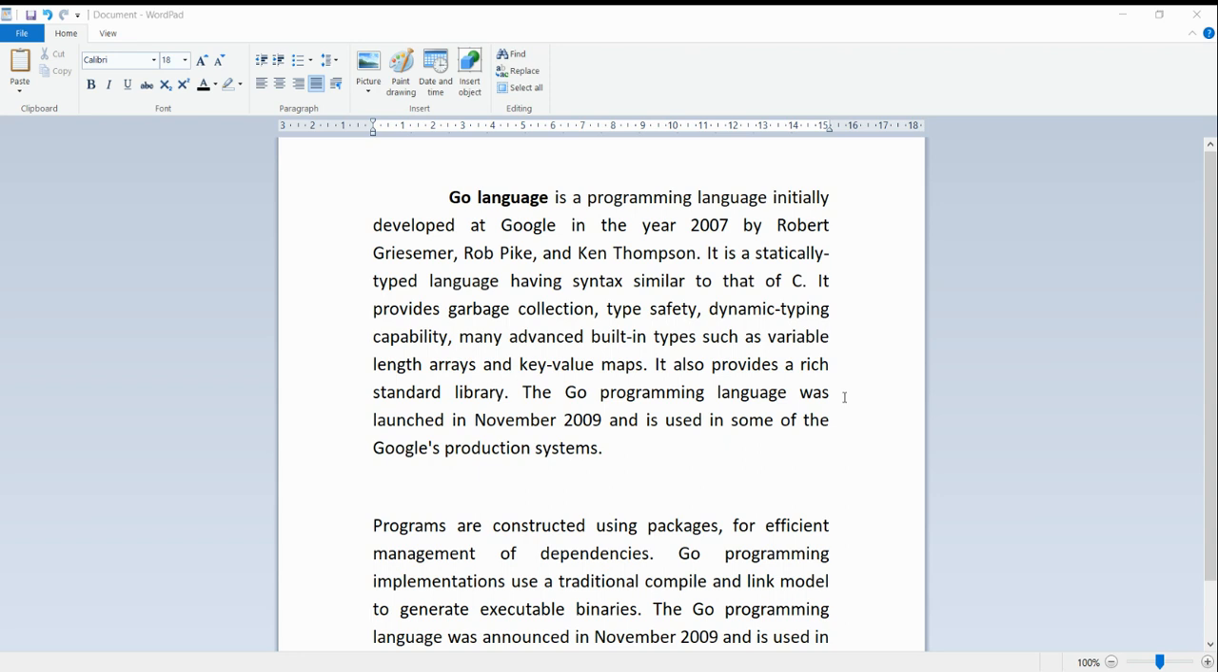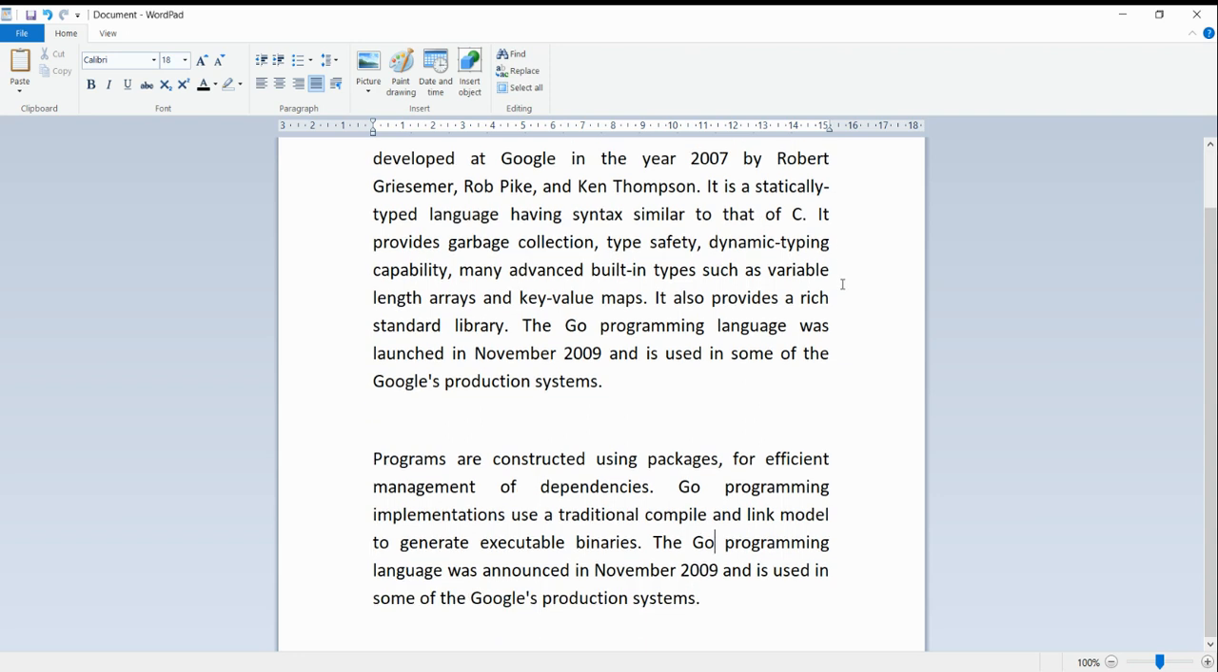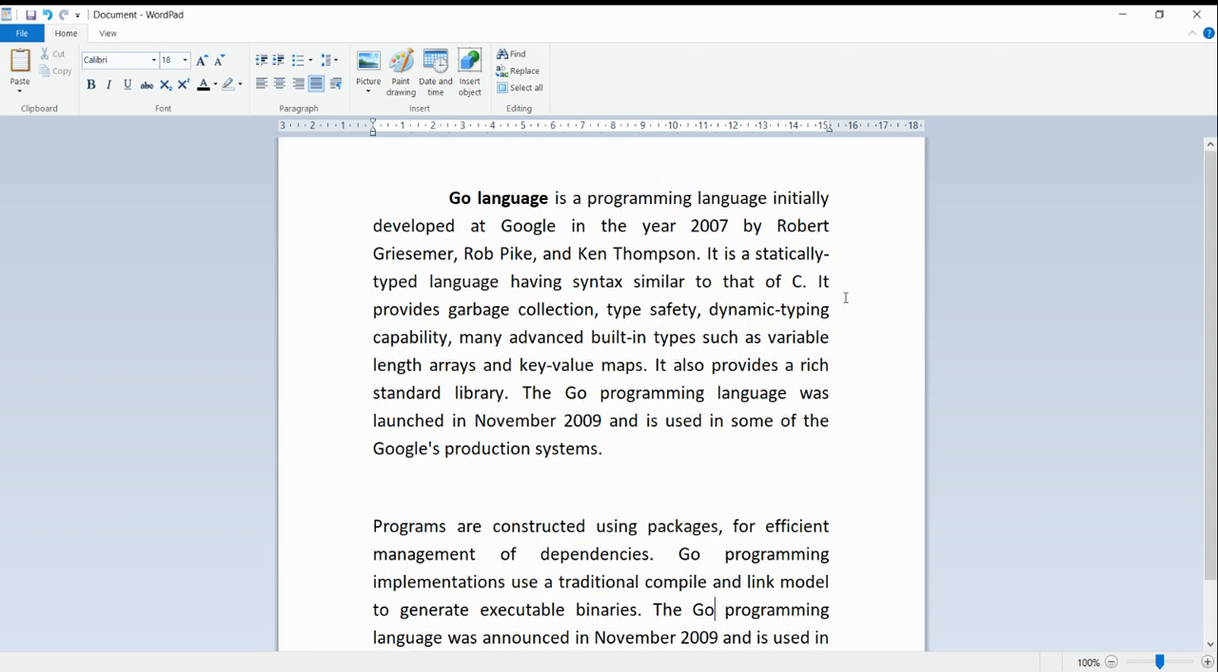So atong topic karon is all about Go language. So kining Go language guys is muni mga pioneer karon sa mga bag-o nga mga languages. So Go language is a programming language initially developed at Google in the year 2007 by Robert Griesemer, Rob Pike, and Ken Thompson.